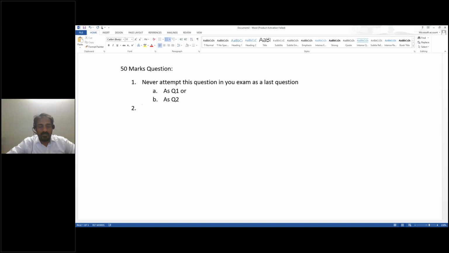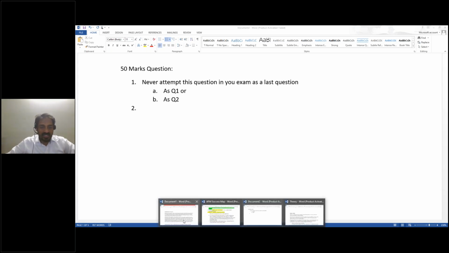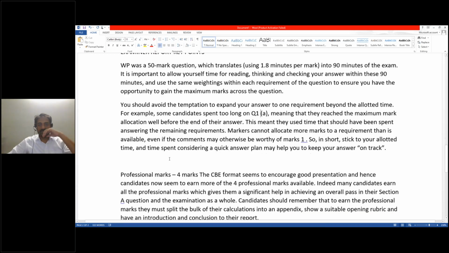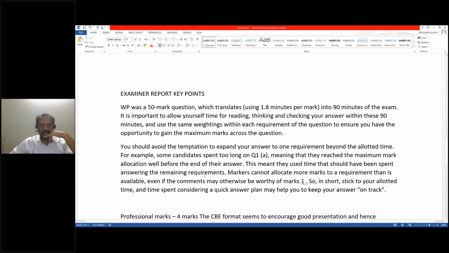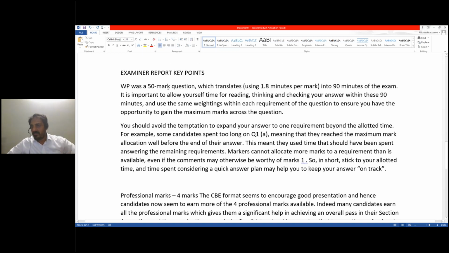But there is a problem about the 50 marks question, and the problem is that this question is very extensive. What does the examiner say about this type of question, the 50 marks question? For example, this question named West Parlay is a 50 marks question.